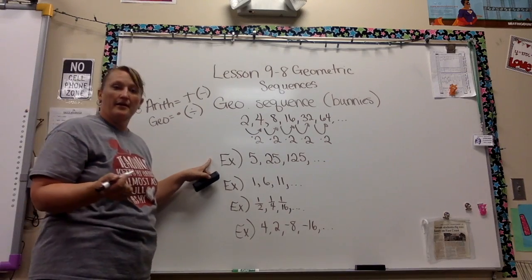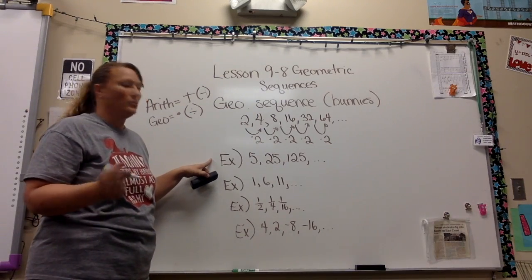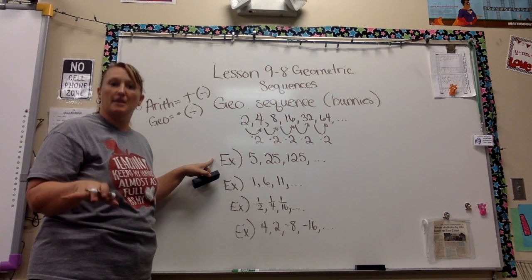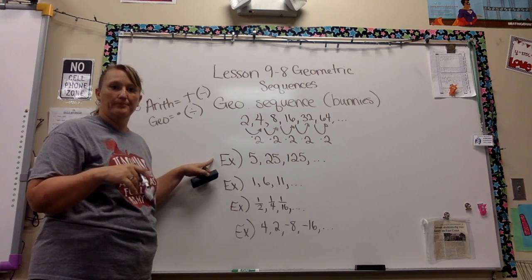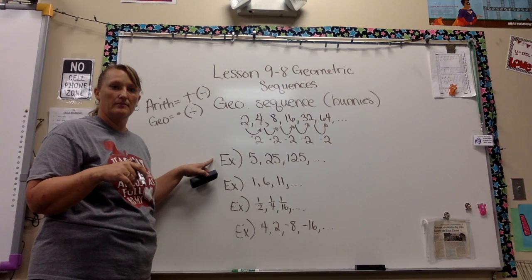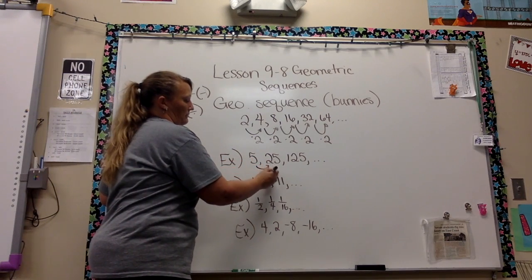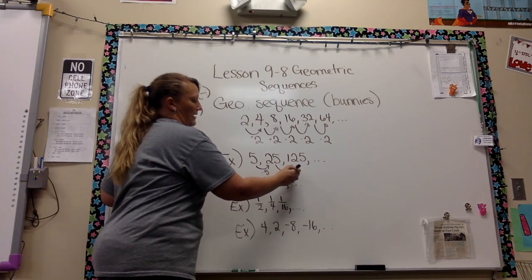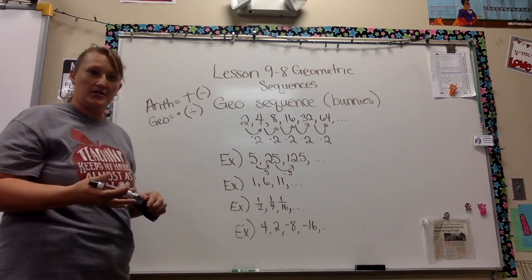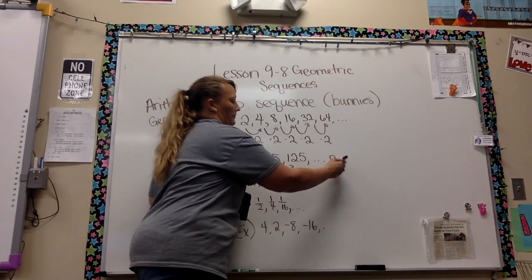So our first one is 5, 25, 125. Go ahead and pause, think about it for a second, come back when you're ready. So we're multiplying by 5 each time here. And it is constant, it's the same every time, so this has to be geometric.